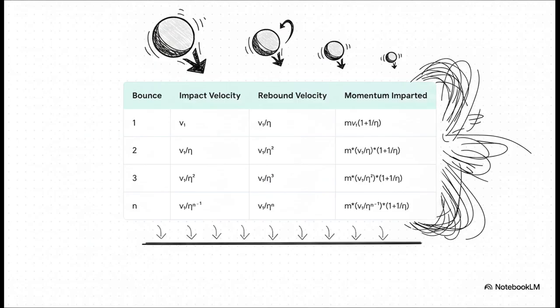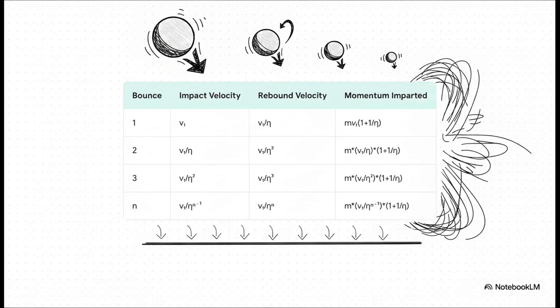And this table just lays it all out perfectly. Look at the first row. That's what we just figured out. Now after that bounce, the ball goes up and falls back down. It's going to hit the slab for a second time with the exact same speed it just rebounded with, v1 over eta. And look at the momentum it imparts.